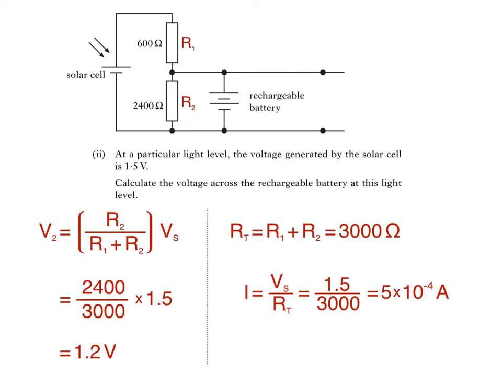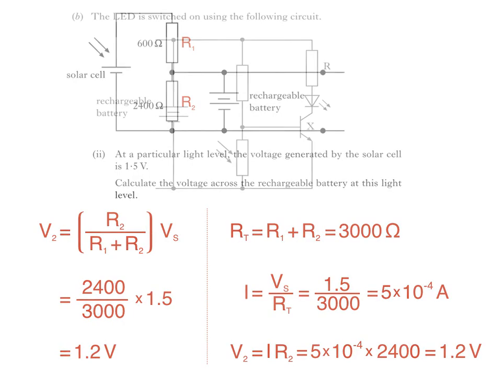Since the resistors are in series, and current in series is the same at all points, the current in the 600 ohm resistor will be the same as the current in the 2400 ohm resistor, 5 times 10 to the negative 4 amps. Finally, to get the voltage across R2, the 2400 ohm resistor, we use this equation, and multiply the current I times R2. This gives us 5 times 10 to the negative 4 times 2400, which unsurprisingly works out to be 1.2 volts again. I'd recommend that you know both methods, but especially the second, since it allows you to work out the current in case that's required.